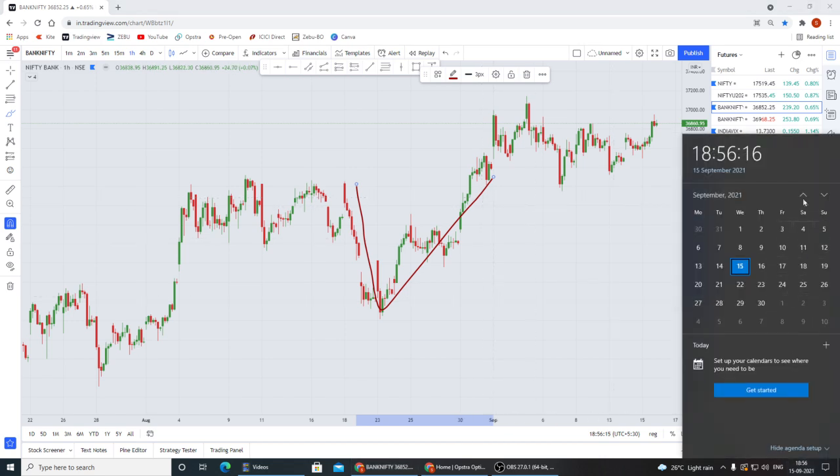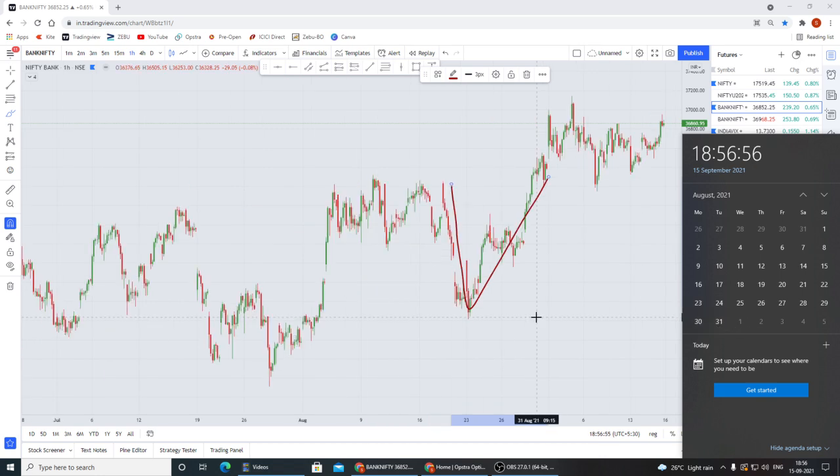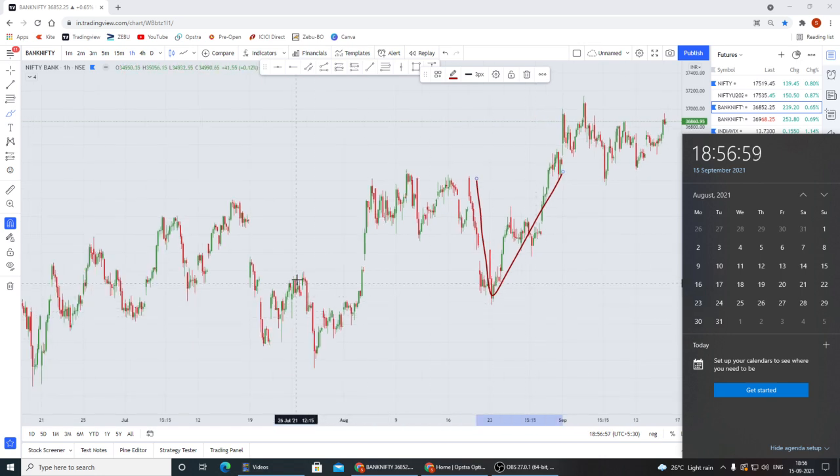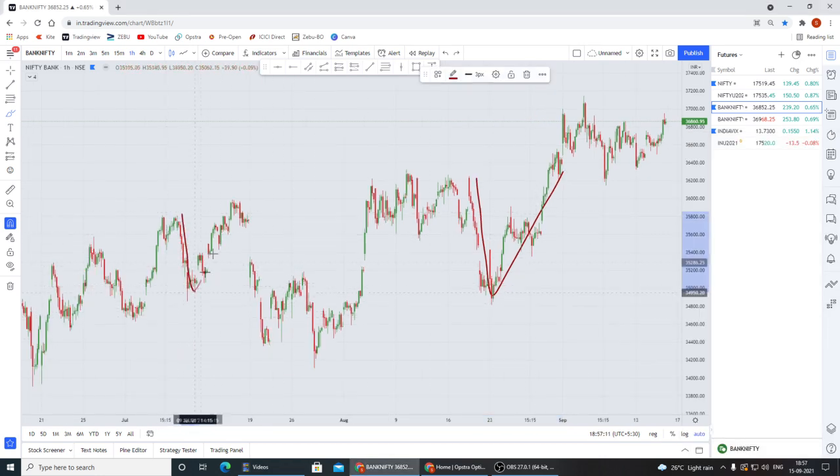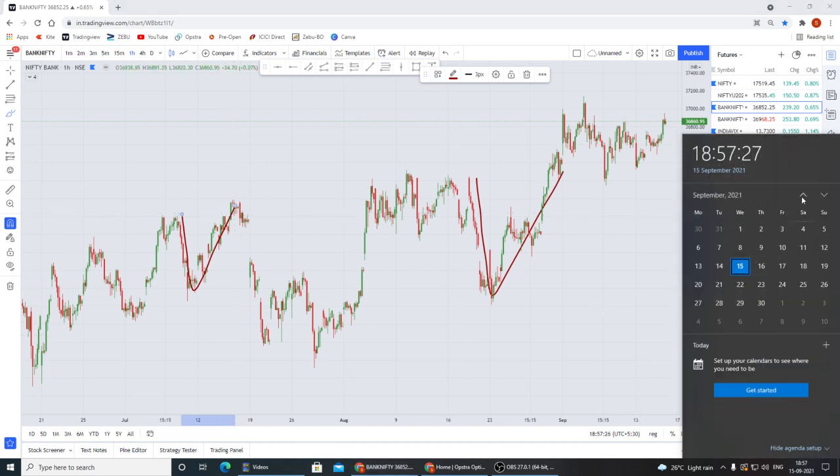So let's open the calendar. 18th August is on Wednesday and 31st August goes into the second week, so we will select another week. Here there is a V-shaped recovery, 8th July and 15th July. 8th July is Thursday and 15th is also Thursday, so we will select this expiry.